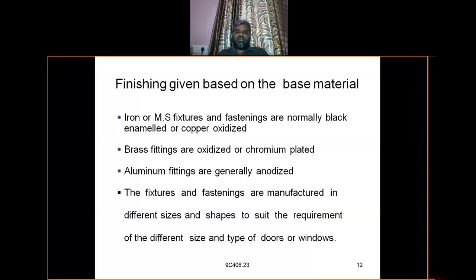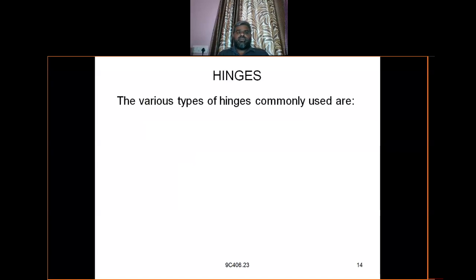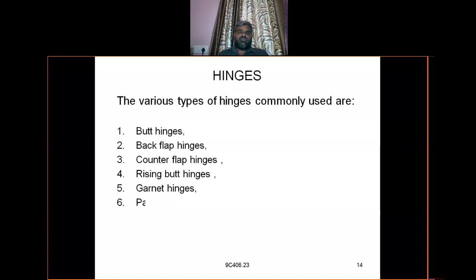The fixtures and fastenings are manufactured in different sizes and shapes to suit the requirements of the different sizes and shapes of doors and windows. The various fixtures and fastenings can be grouped into the following heads: hinges, bolts, handles, and locks. Hinges. The various types of hinges commonly used to fix the doors, windows and ventilators are butt hinges, back flap hinges, counter flap hinges, rising butt hinges, garnet hinges, parliamentary hinges, stop hinges, and spring hinges.